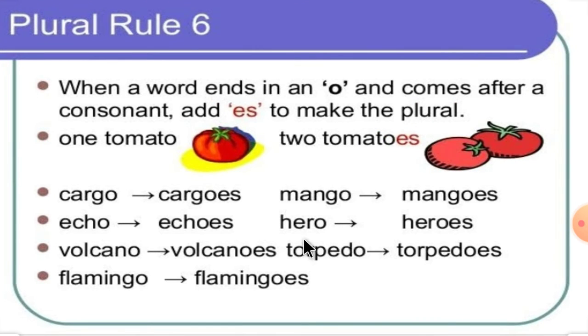Now, rule number 6. When a word ends in an O and comes after a consonant, add ES to make the plural. One tomato, two tomatoes.